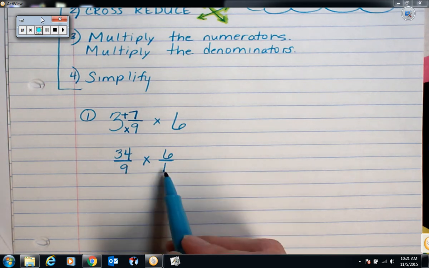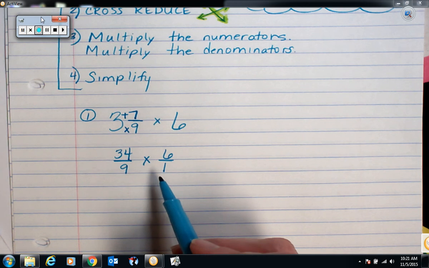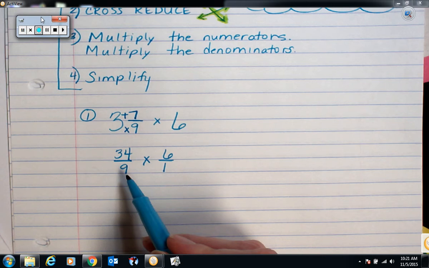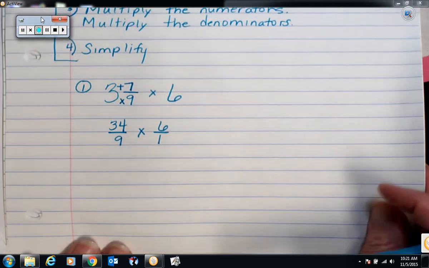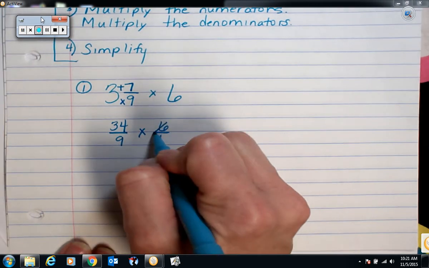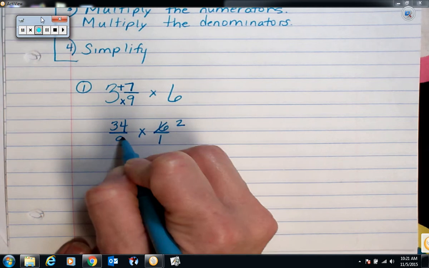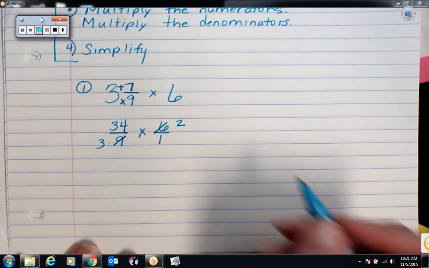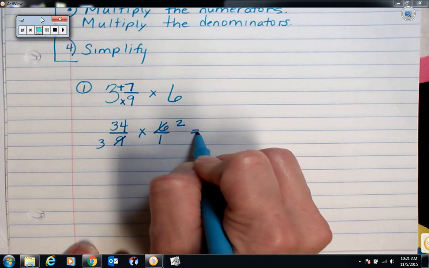34 and 1 only have 1 as a factor, which is not too helpful. So then I'm going to look on the other diagonal. 6 and 9 have a common factor of 3. So I'm going to divide 6 by 3 and get 2, and divide 9 by 3 and get 3. It helps me work with smaller numbers, which is always a nice idea.